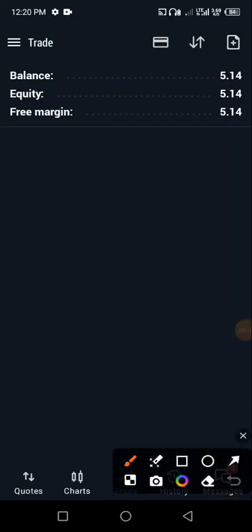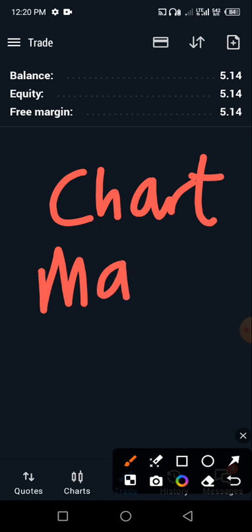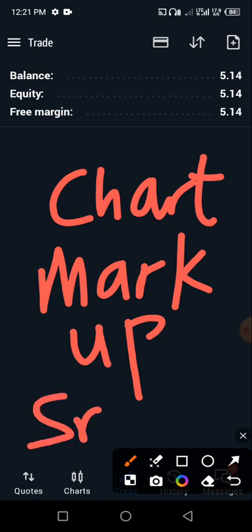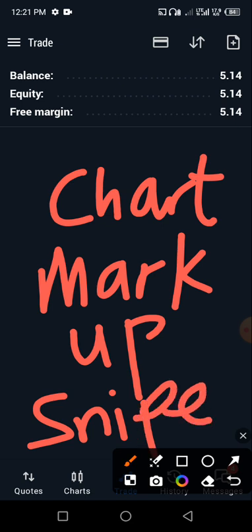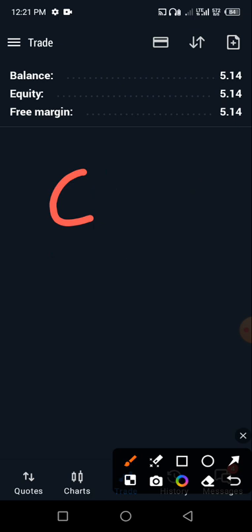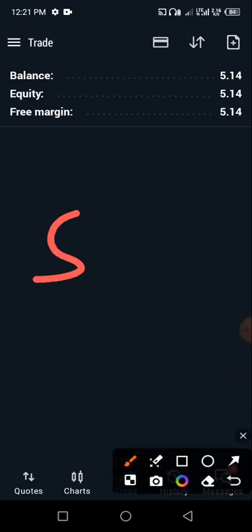So in today's video we are going to be looking at how to mark up our charts. Okay, so we are going to be looking at chart markup. There is a way that the big boys and the smart money guys mark up their charts for them to be able to take like a sniper entry in the market. If you are able to know how to mark up your chart and how to draw your key levels and where to expect markets to get back to, then definitely you should be able to take like a sniper entry in the market.